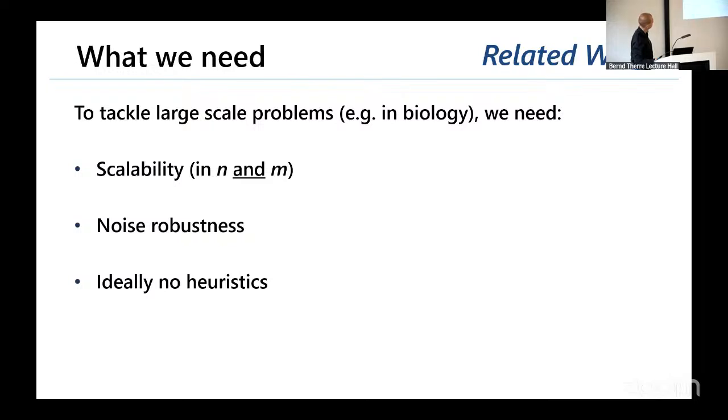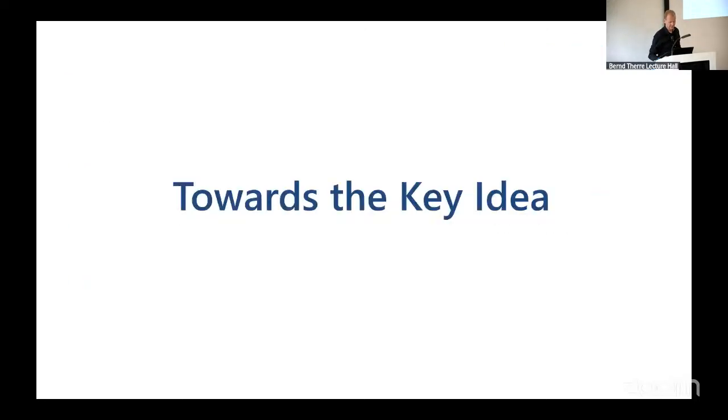What do we want? We want scalability. We want noise robustness, like we had in Grab, or even better. And ideally, no heuristics. We can't get all of those, sadly. What are we going to do? We're going to use a neural network.